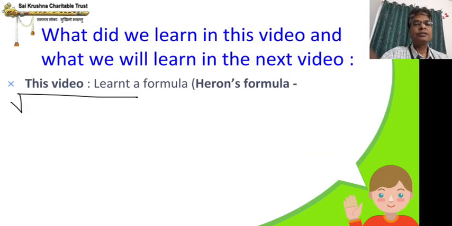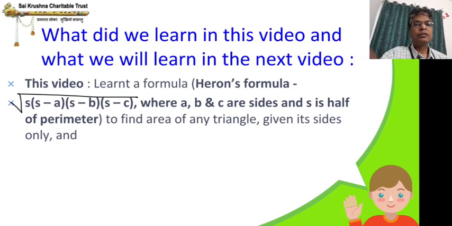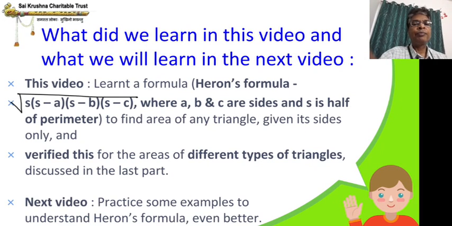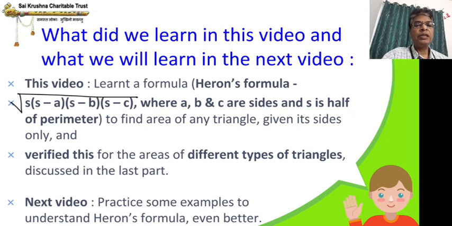So in this part we have learnt Heron's formula and also verified it for different types of triangles discussed in the last part. We found all are correct. In the next video we are going to practice some examples to understand Heron's formula even better. Now we saw only the formula and some simplification. So all the steps we will incorporate and see in the next part.